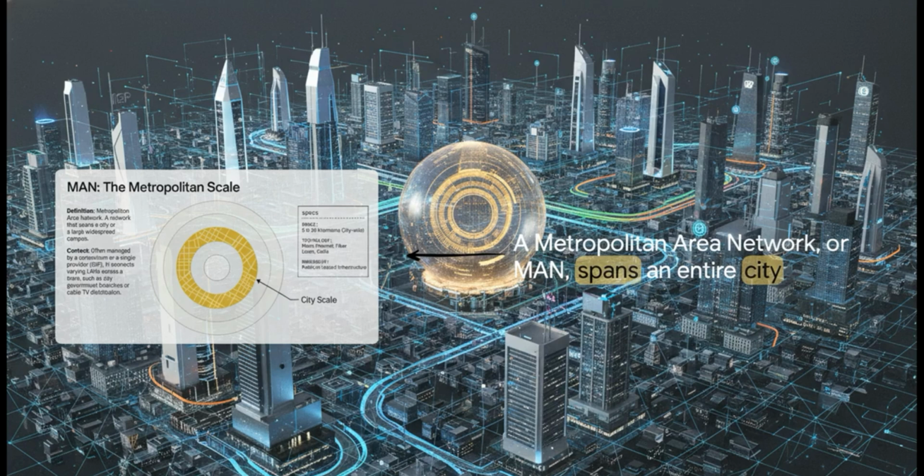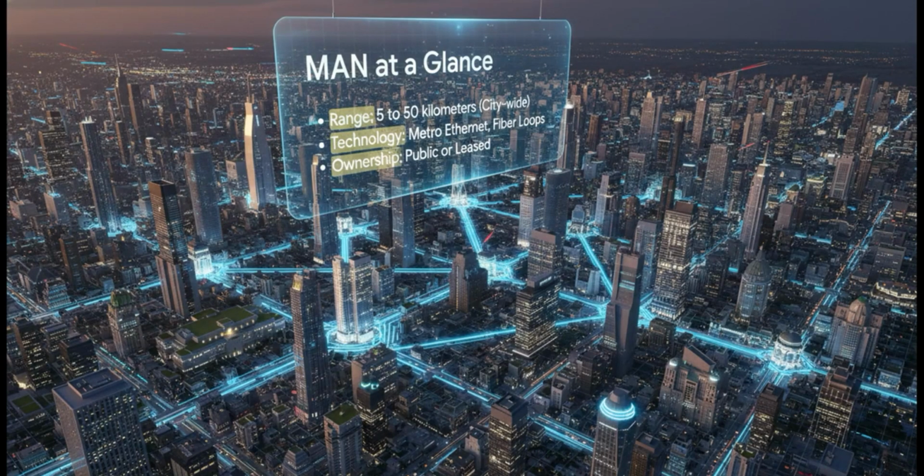But here's the key difference. The physical infrastructure is almost always owned by an internet service provider, or ISP. The range here becomes truly citywide, sometimes stretching up to 50 kilometers. This is the network that your home connects to when you want to get on the broader internet. And that means the ownership has now shifted to being public or leased. You're using infrastructure managed by a much larger provider.